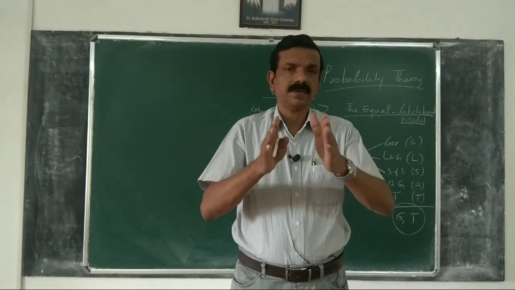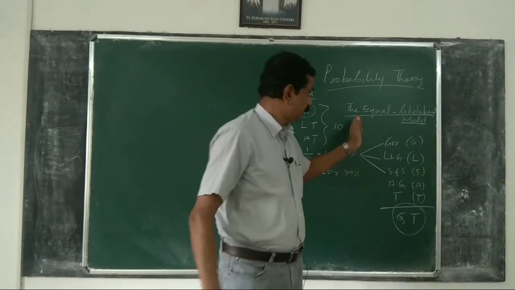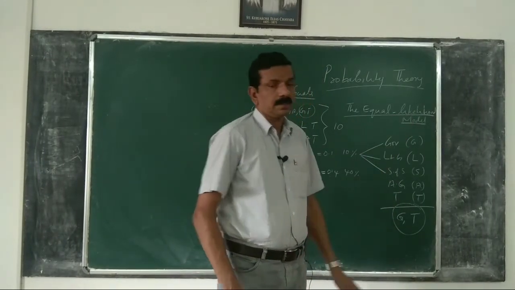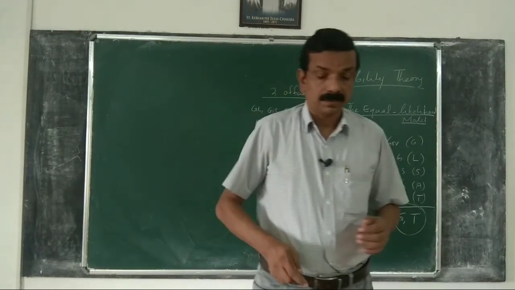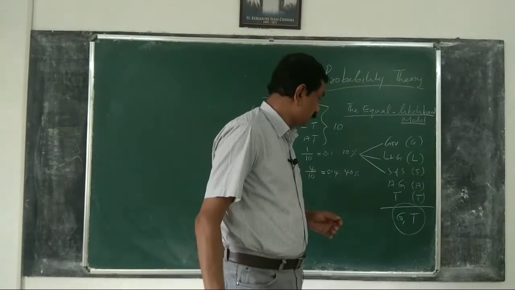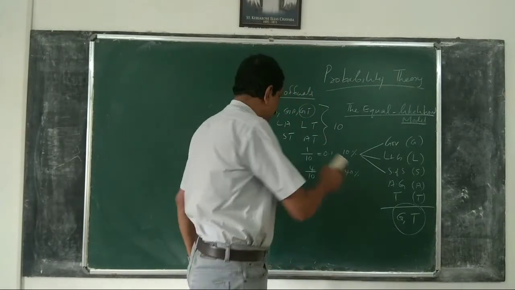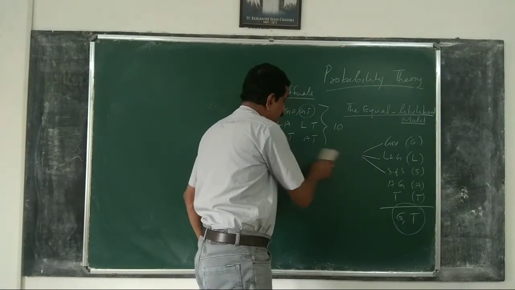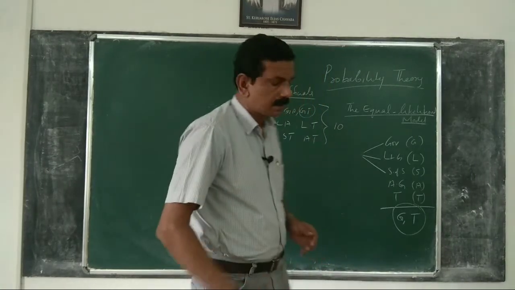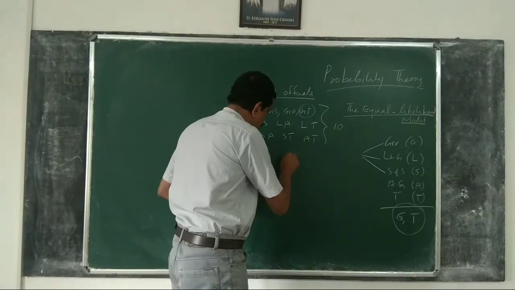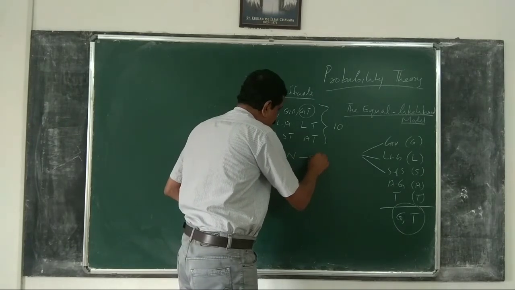Having defined what is meant by the equal likelihood model, let us calculate the probability for equally likely outcomes. Now, suppose that an experiment has n possible outcomes.